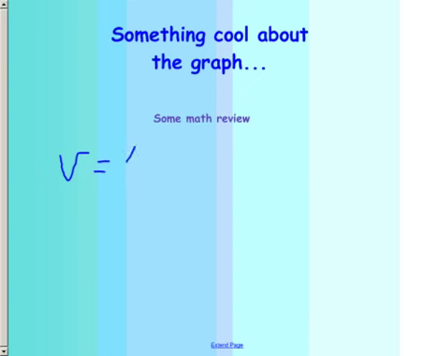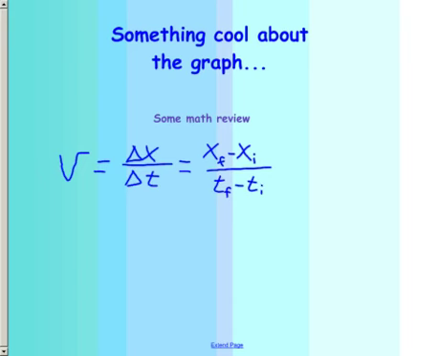It's going to be delta x over delta t, the change in position over the change in time, or the displacement over the time. All right, and this is going to be the final position subtracting the initial position. Notice I used a little f for final and an i for initial, and we're going to do this final time minus the initial time.